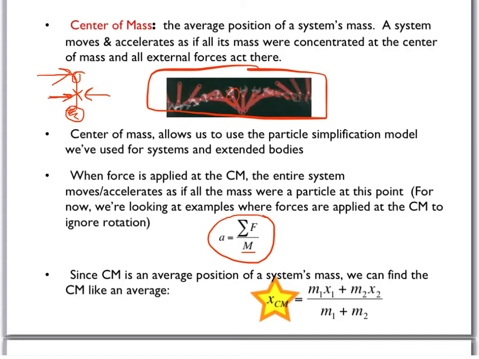Now, since center of mass is an average position of a system's mass, we can actually find the center of mass just like an average. Basically, we look at various pieces of mass and where they're located. So an m times an x, or an m times a position. Add up all of those little positions of that mass, and then divide by the total mass of the object. This equation would find the center of mass in an x direction.